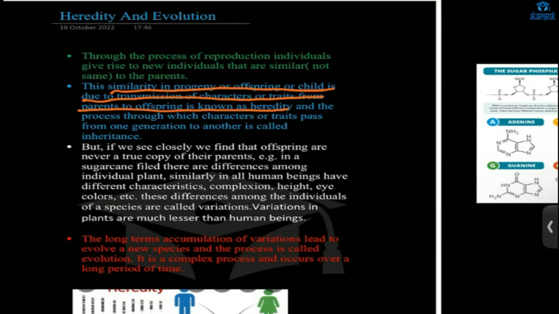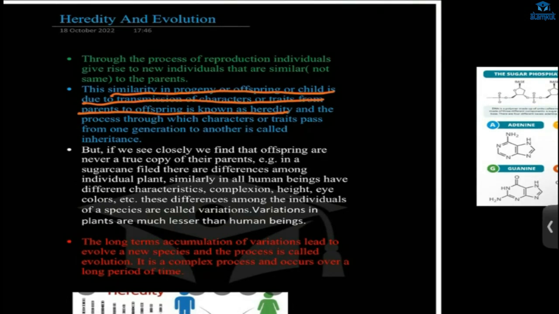Got it? And in some organisms, like the unicellular organism amoeba, the offspring are similar, a carbon copy, right? And for others there is some difference, and that difference is what we call variation. And if the variation happens for a long period of time, the species will evolve, and that is called evolution. It occurs gradually, slowly, slowly. So here we are going to learn about heredity, then evolution.